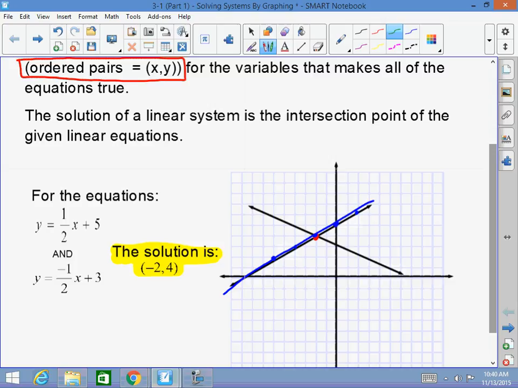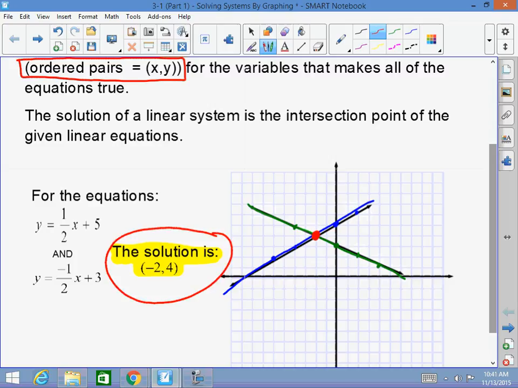The second equation, y equals negative 1/2 x plus 3. So my y-intercept is 1, 2, 3. Right there. My slope is down 1 over 2. So down 1 over 2. Down 1 over 2. Let's go backwards. Up 1 over 2. Up 1 over 2. And lo and behold, the point of intersection is right here, which is my negative 2 comma 4.